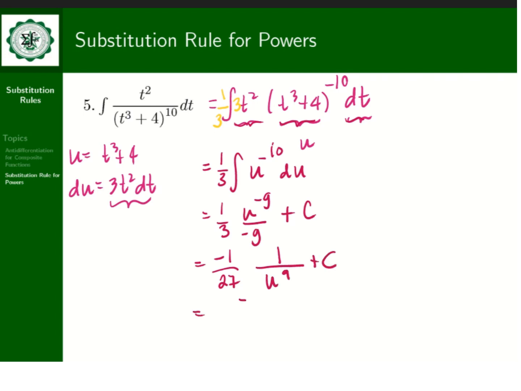And we perform back substitution. So this is negative 1 over 27. We replace u with t cubed plus 4. So this is raised to 9 plus c.